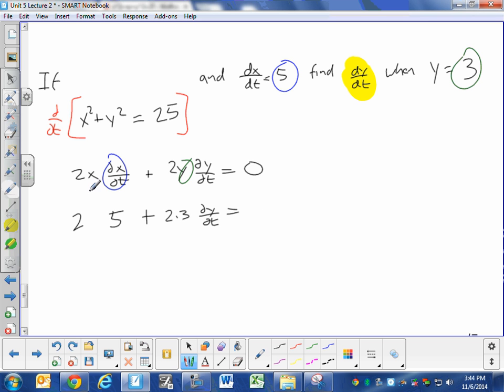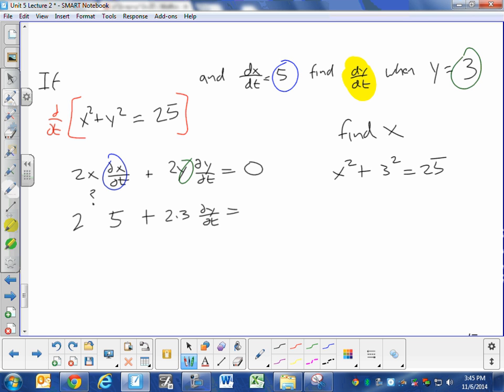But what the heck is x? I don't have x. I'm trying to find dy dt, but I'm missing an x. They didn't give me what x is. Well, you're right. Let's go into my original equation. I know the relationship between x and y. I need to find x. Well, x squared plus, hold on, don't leave yet.